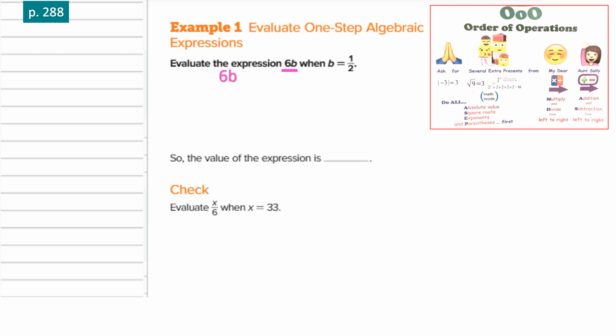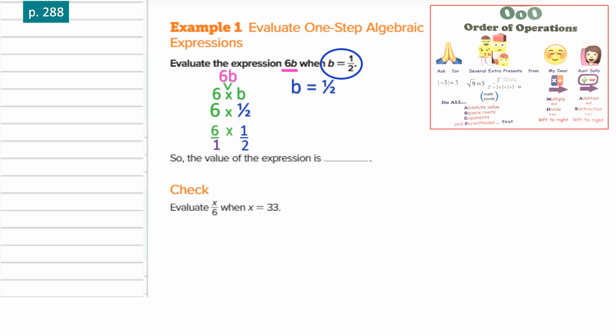So if we know that 6b means the same thing as 6 times b, then I want to substitute, I want to put the 1/2 in place of the b. And when I end up with 6 times 1/2, then I have to ask myself, how can I multiply whole numbers and fractions? Well, the answer is I can't. So I have to change my whole number into a fraction with a denominator of 1. Now I have multiplication that I can do.